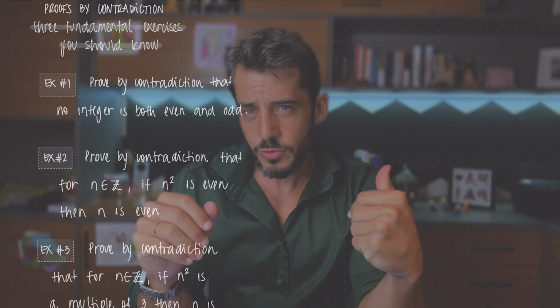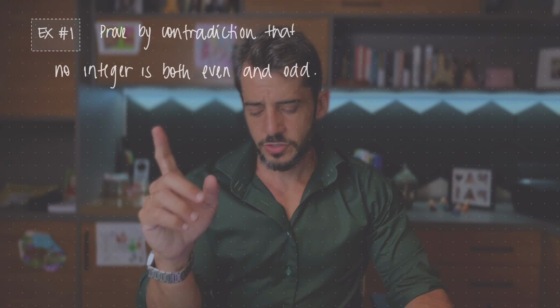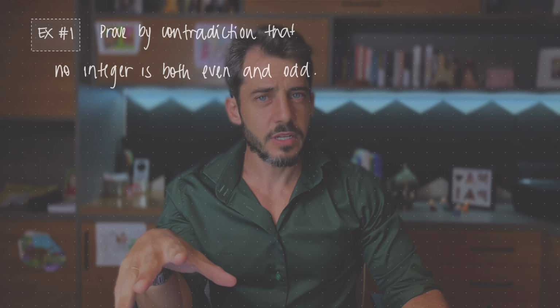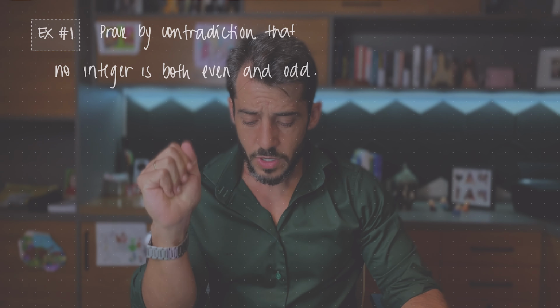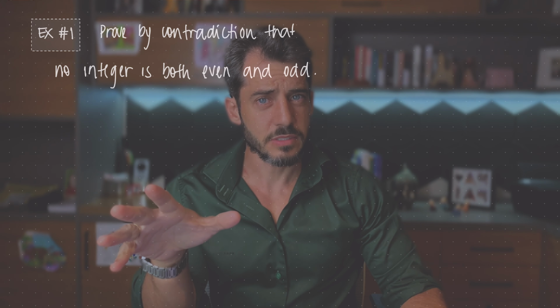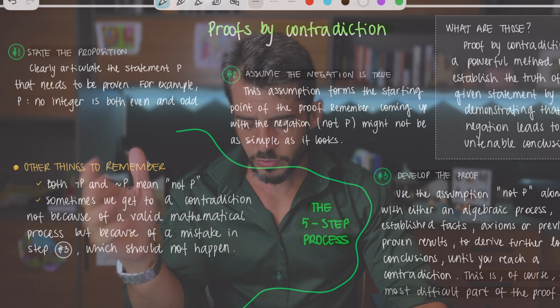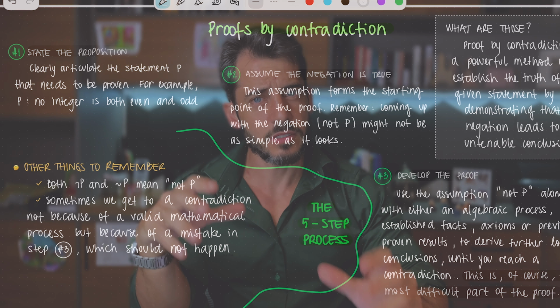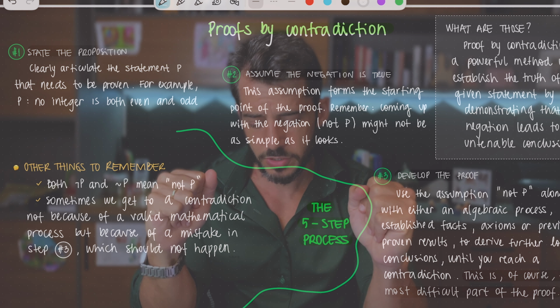So let's go through all of them. Starting with exercise number 1, prove by contradiction that no integer is both even and odd at the same time. So if you remember the 5-step process, and hopefully you do when proving by contradiction, by the way, you can find this cheat sheet in the website or in the description of this video.